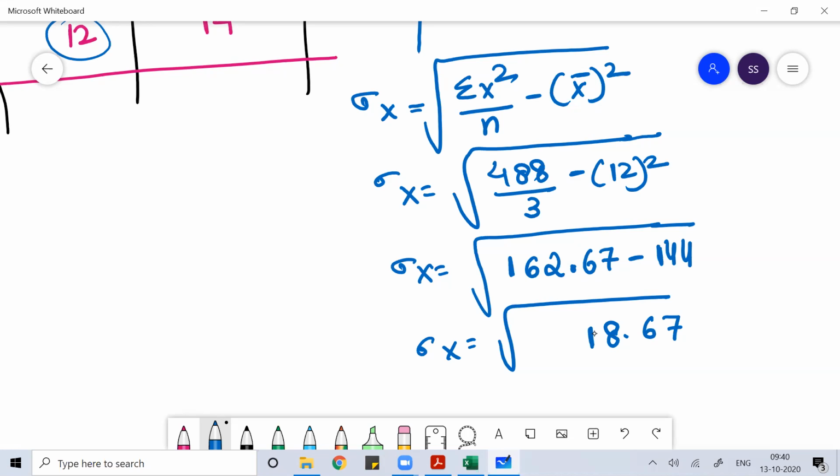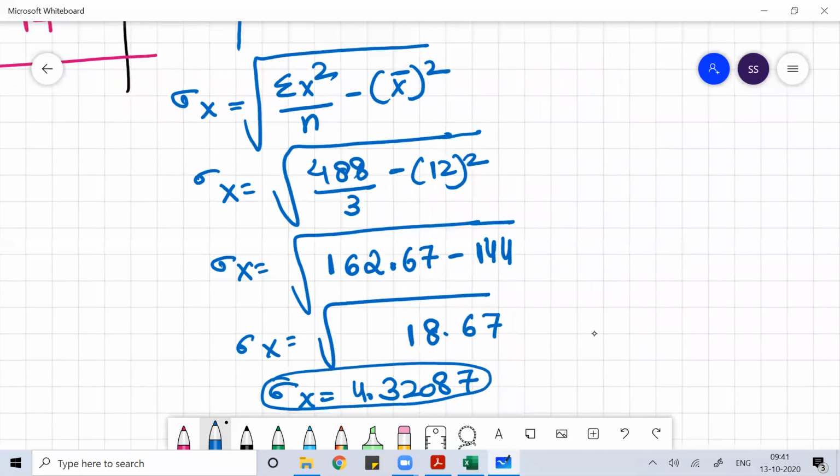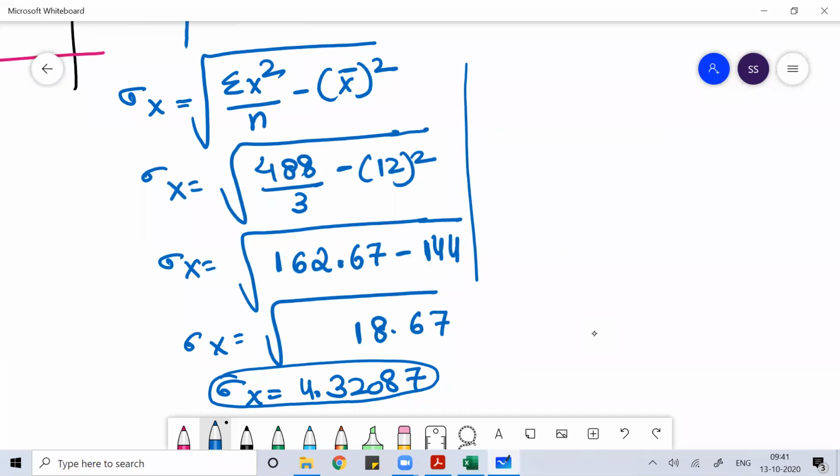So here, root of 18.67, if I want, this is 162.67 minus 144. So this is standard deviation on x equal to 4.32087. This gives you the standard deviation on x. Okay. So now you can find the standard deviation on y.